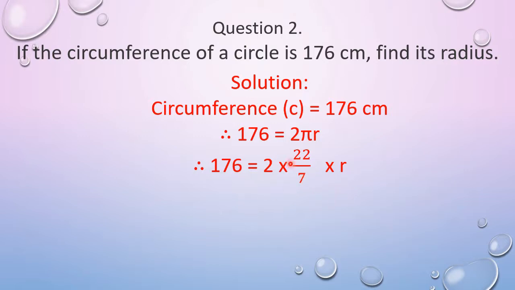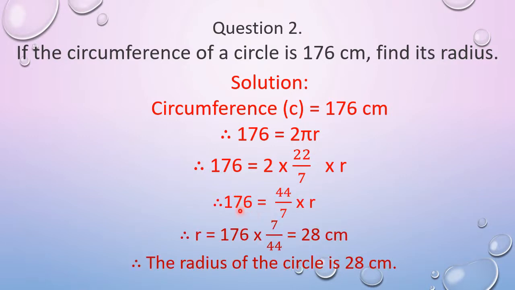So when we multiply 2 into 22 by 7, here you can see 176 is equal to 44 upon 7 multiplied by r. So radius is equal to 176 multiplied by 7 upon 44. When you multiply this, you will get 28 centimeter. So the radius of the circle is 28 centimeter.